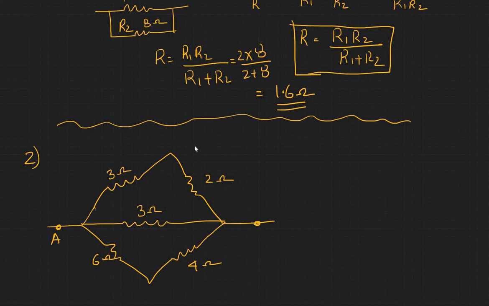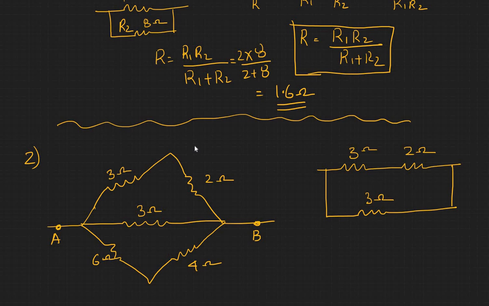I urge you to pause the video and try it yourself. Just to give you a hint: whenever you get a wire like this, you can actually flatten this a little bit. So it's up to you how you put it. So you can say, this is 3 ohm and 2 ohm. This is connected to a 3 ohm in parallel, and this is again connected to a 6 ohm and 4 ohm in parallel, and there you have your A and B. So this is your equivalent circuit.